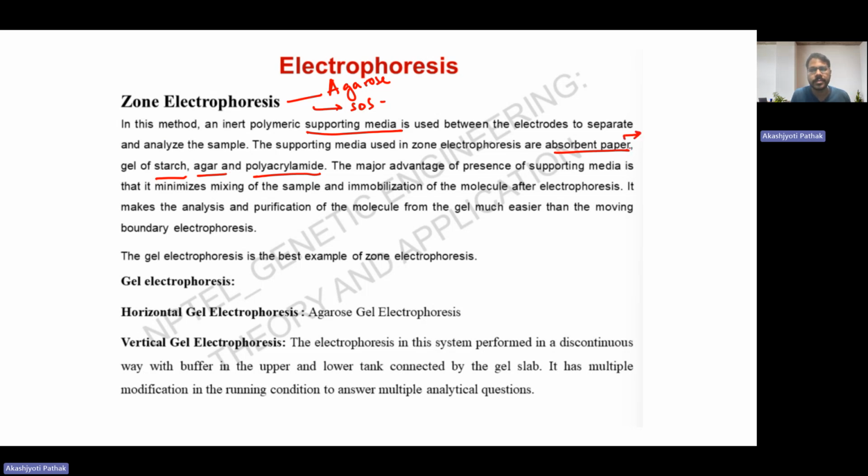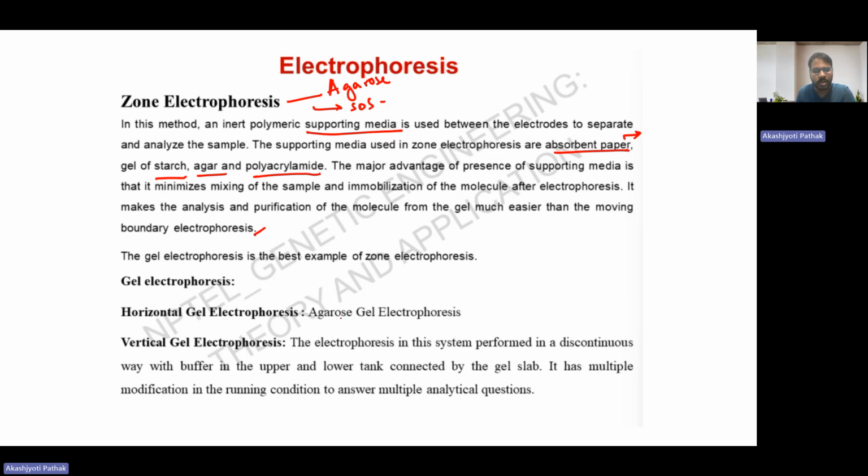Okay. The major advantage of the presence of supporting media is that it minimizes mixing of the sample and allows immobilization of the molecule after electrophoresis. So here your sample is getting immobilized, isn't it? And it makes the analysis and purification of the molecule from the gel much easier than moving boundary electrophoresis. So directly we can visualize the gel, and then we can determine the purity, we can analyze the molecular weight, and we can use it for other applications, which we will learn in the coming slides.